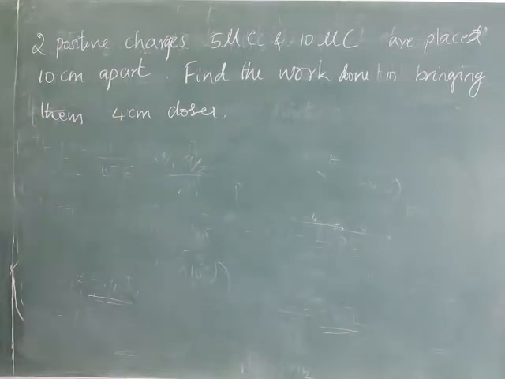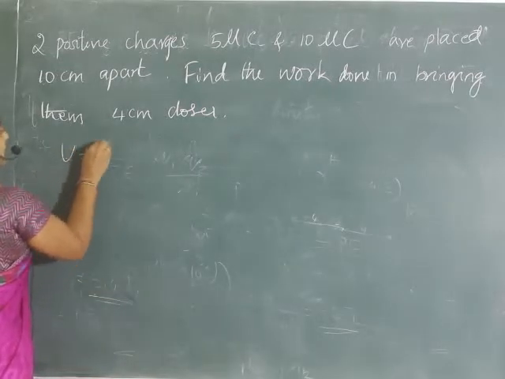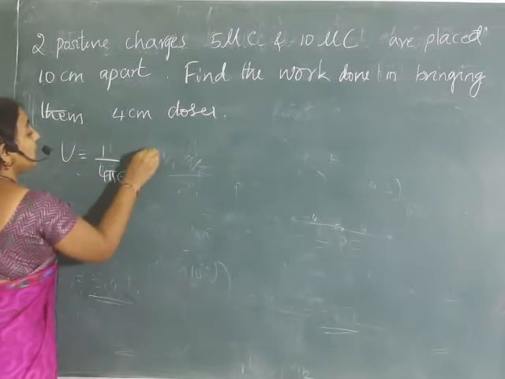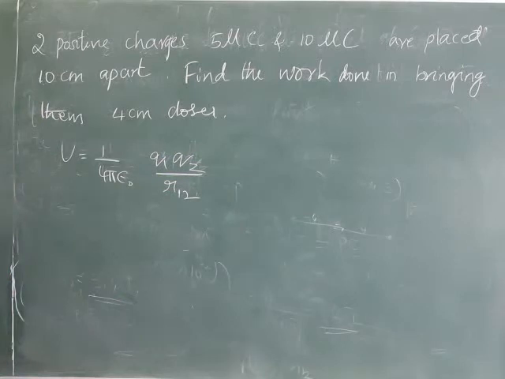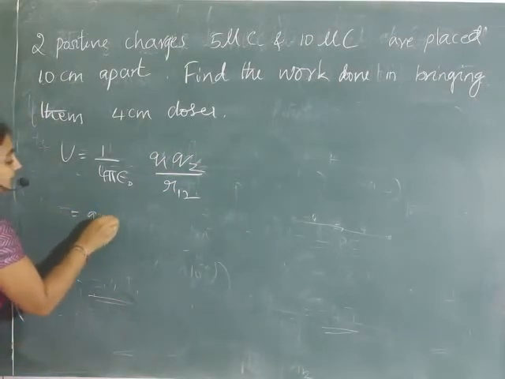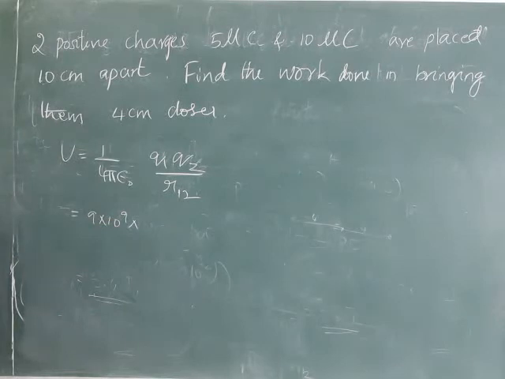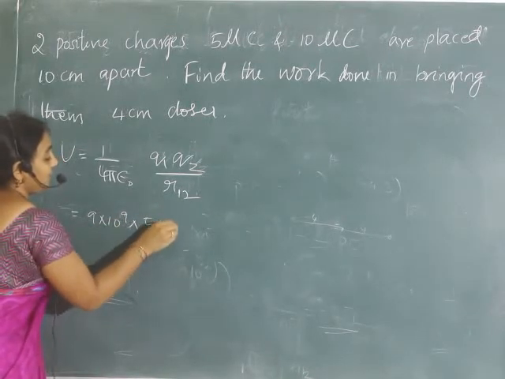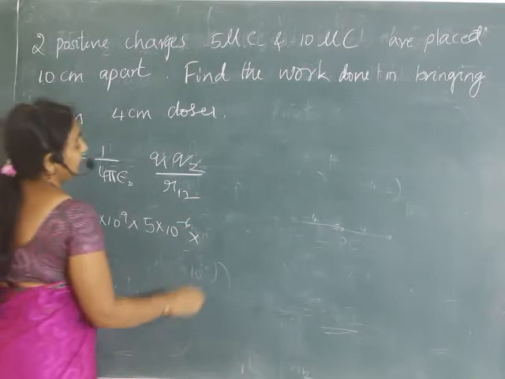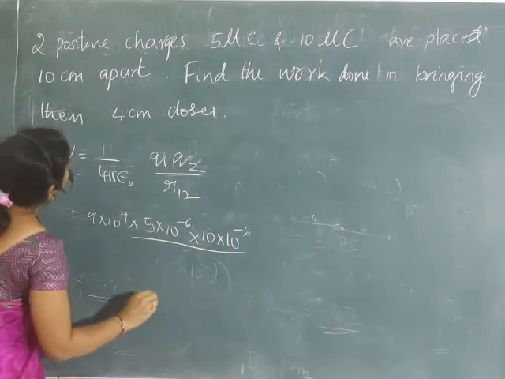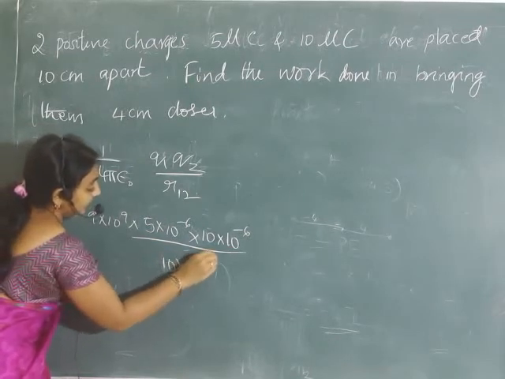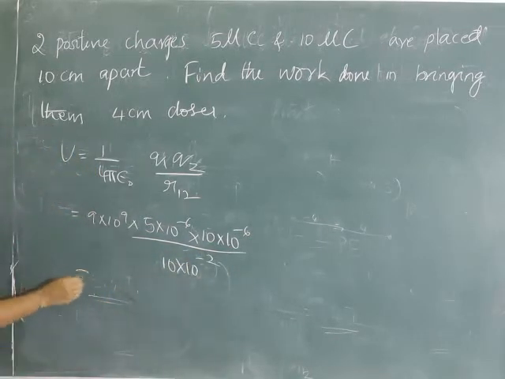So we will substitute the values in potential energy, 1 by 4 pi epsilon naught Q1 Q2 divided by R12. 9 into 10 to the power 9 into charges 5 micro into 10 micro. What is the distance? Initially 10 centimeter. What is the value of the potential at that point? Calculate.